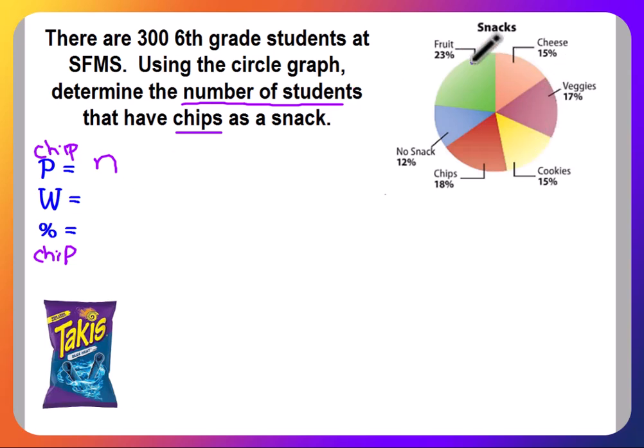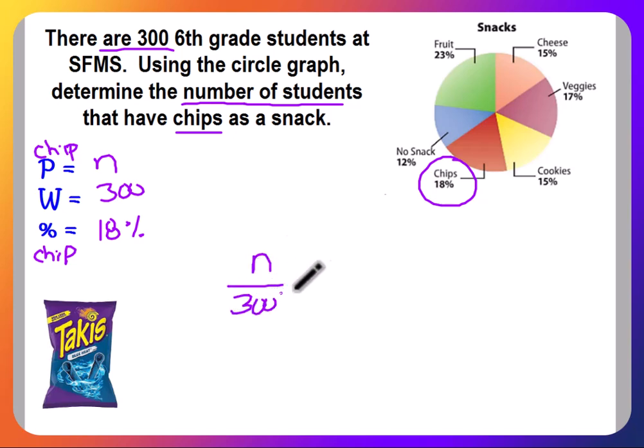Looking at the circle graph, you can tell this is a percent graph. It gives you all percent amounts. So let's find the percent for the chips. And the chips are right here, 18%. So that's our percent, 18%, which means we're finding the whole. There are 300 sixth graders, that's the whole. Now let's set it up. Part n to whole, 300, equals percent, 18%, always out of 100.